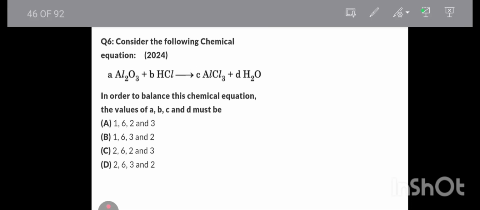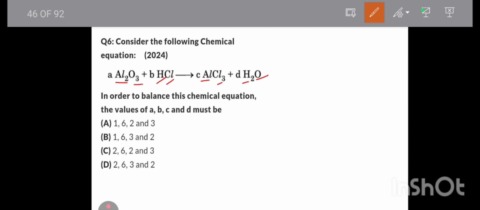Consider the following chemical equation. So you have to balance this chemical equation. First you just count the number of atoms on each side. Here you can see there are 2 aluminum. Here you have only 1 aluminum, right? Here you have 3 oxygen. Here you have only 1 oxygen. Here you have 1 hydrogen. Here you have 2 hydrogen. Here you have 1 chlorine. Here you have 3 chlorine.